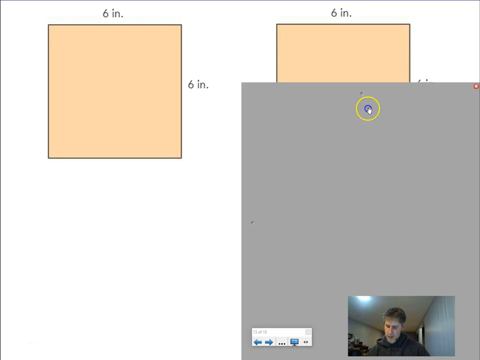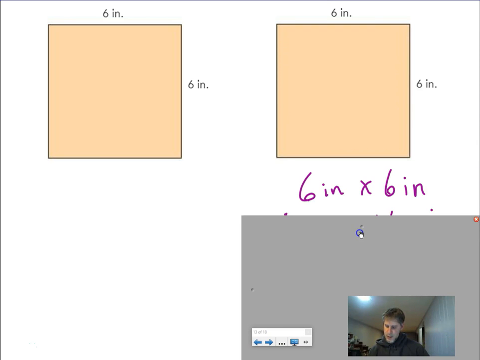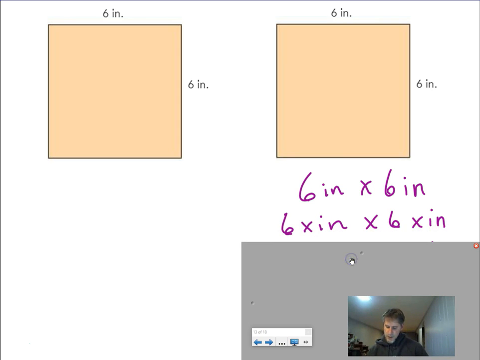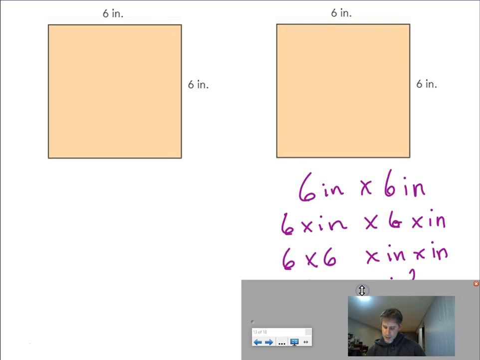Now that you're back, recognizing that 6 times 6, you think it's just 36 square inches, but I want you to understand where the square inches also comes from. Because if I do 6 times inches, that's 6 inches, and then that's also multiplying 6 times inches. So I could rearrange these pieces here so that the 6's go together and the inches go together to show that 6 times 6 does give me that 36.